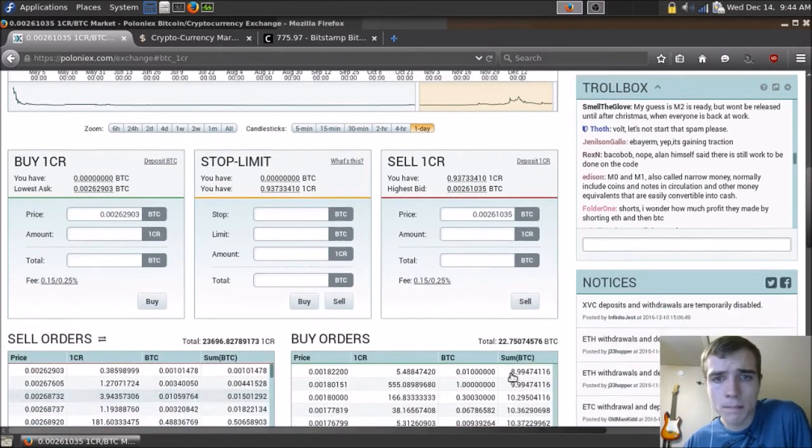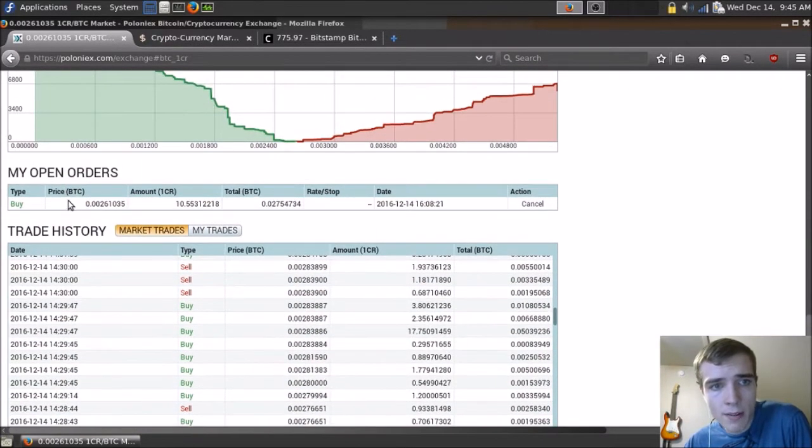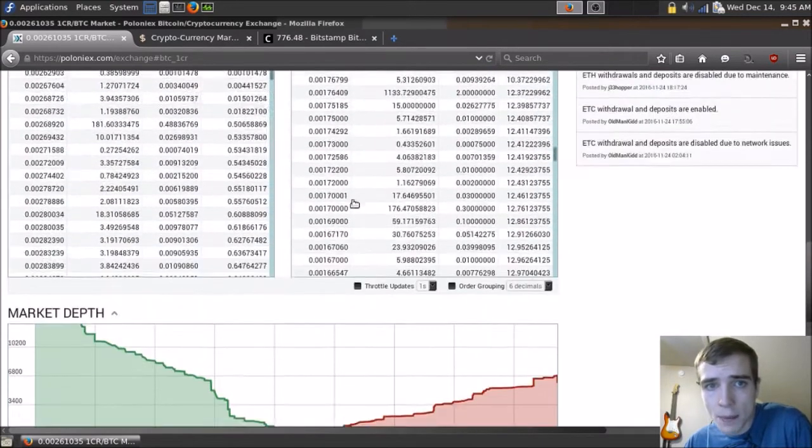And so you can buy a really small amount of something. For example, on 1CR, I have a buy order for 10 of them. This is my bid. So I'm bidding 0.0026 of my Bitcoin for 10.5 1CR. And that price hasn't been hit yet.